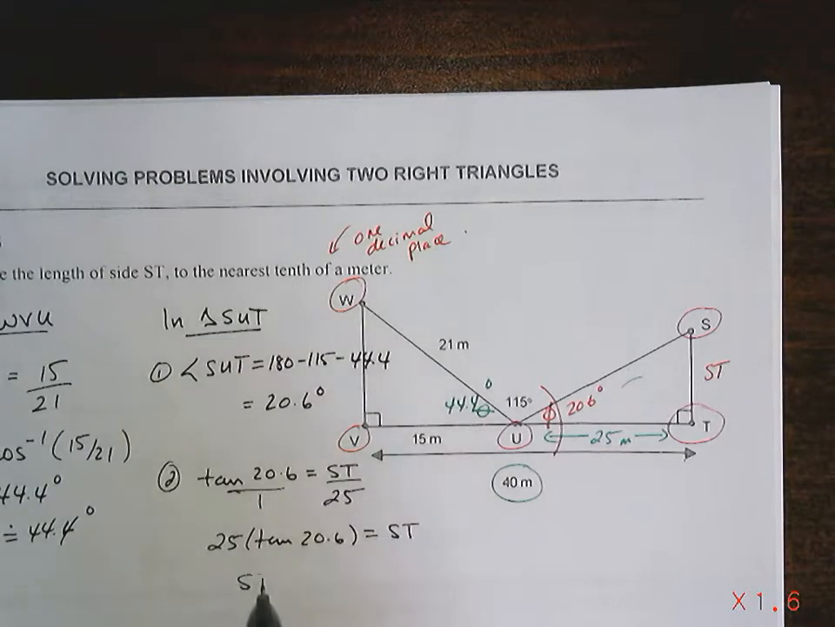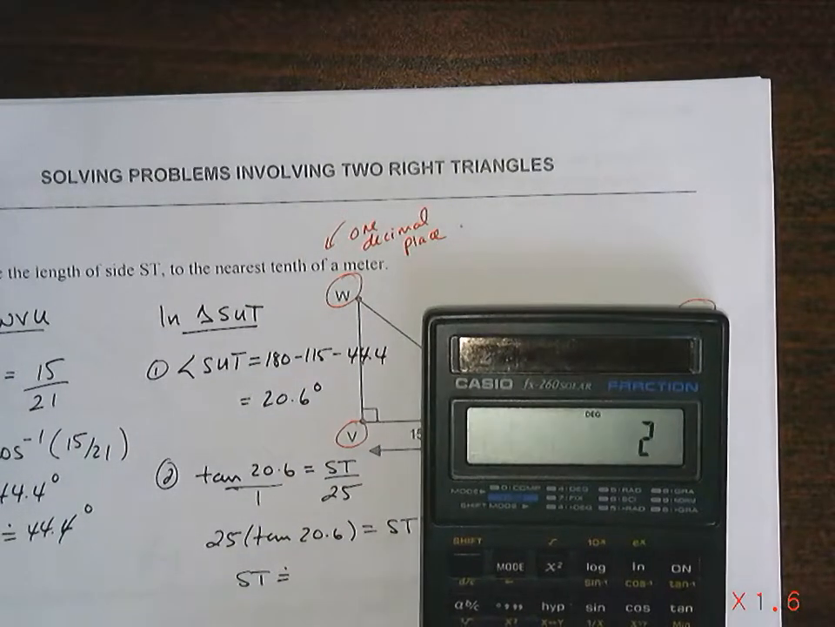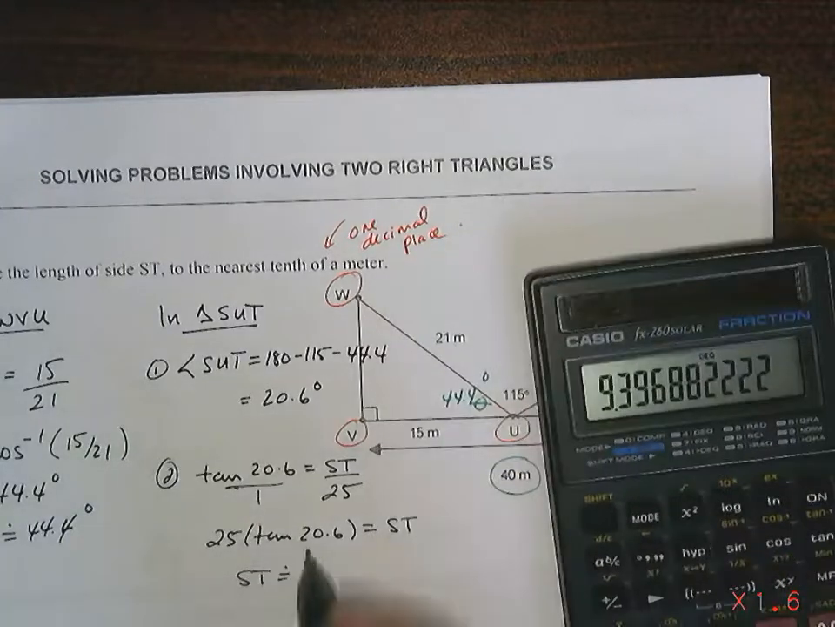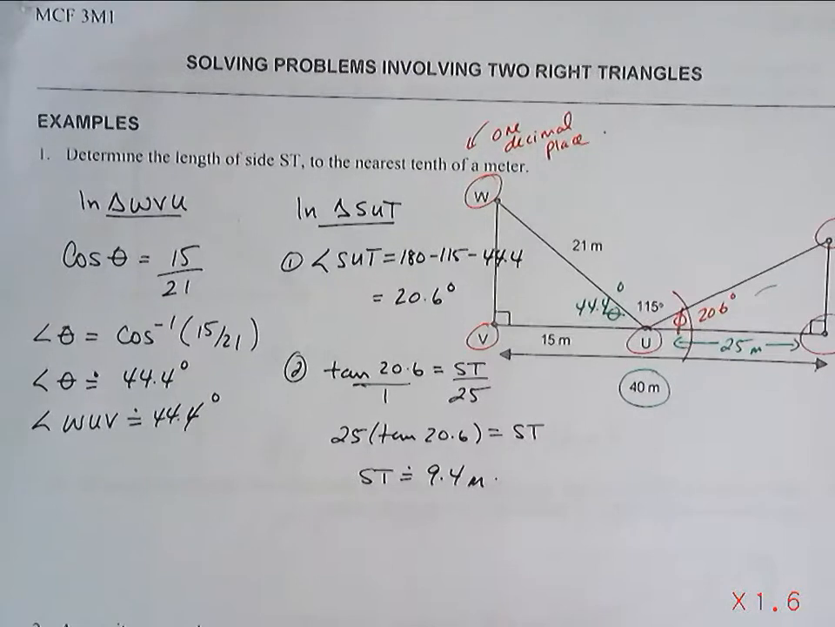And we find out that ST is equal to approximately 20.6 tan times 25 equals 9.4 meters. And that is how you go about doing a question like that. Isn't that cool? I think that's cool. We'll be right back.